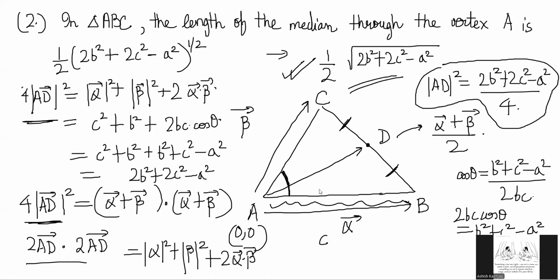We did nothing. We just took origin as a vertex and took two vectors as alpha and beta vectors, found the position of the endpoint of the median, and took the length of AD square by doing dot product, right? And that automatically gives us the formula that we desired, right?